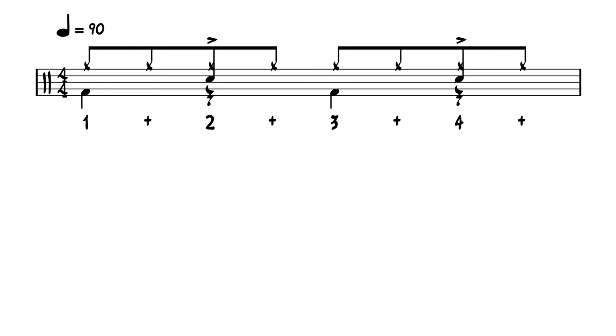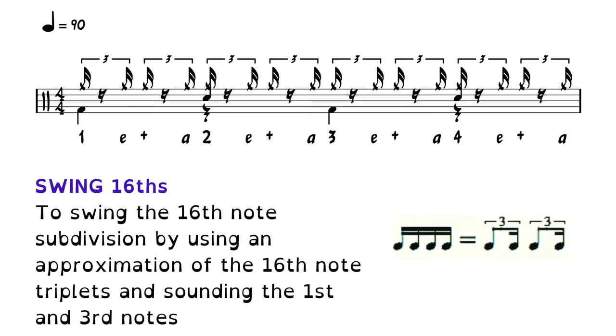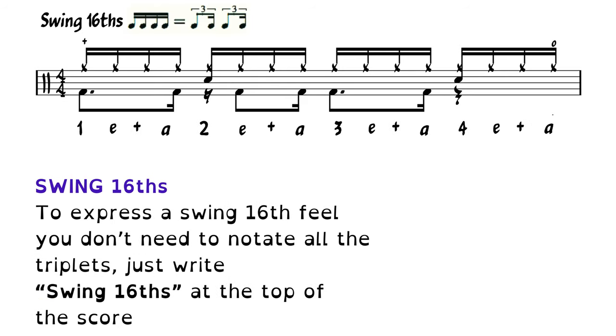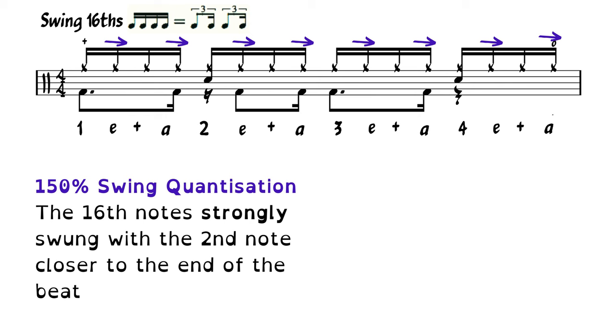So with that swing feel, we were exploring that by swinging the 8th notes. We can also swing the 16th notes, like this. Now let's just keep that fundamental subdivision, but change the kick snare pattern. So again, in the sheet music, we wouldn't need to write in all these 16th note triplets. We would just direct the musician by writing swing 16ths. And remember, the amount of swing can be changed. So here is a 50% quantization. And here is 150% quantization.